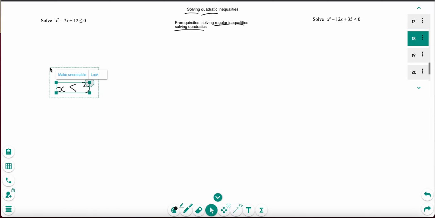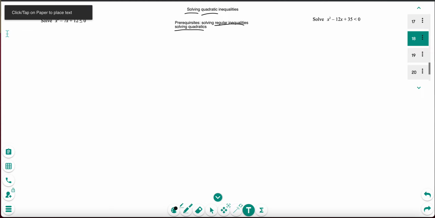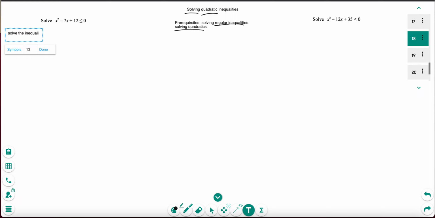So let's get started. Solve x squared minus 7x plus 12 is less than or equal to 0. Step 1, you're going to solve the quadratic. So we'll write x squared minus 7x plus 12 equals 0. And how do you solve a quadratic? Like before, you must factorize it. You can't solve a quadratic by rearranging, like minusing 12. You must factorize it, and since it's a quadratic, we're going to use the column method.